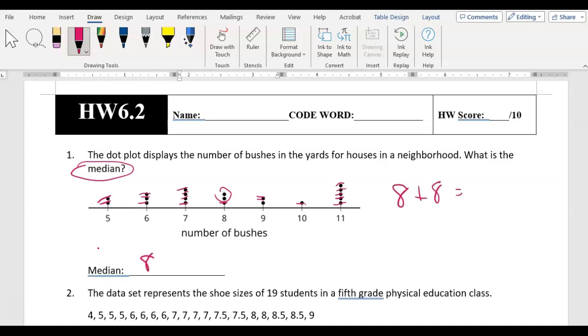8 plus 8 is 16 divided by 2 is 8, right? So the average of 8 and 8 is 8. So our median then is 8.